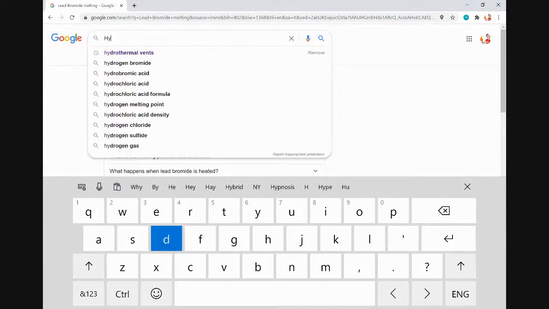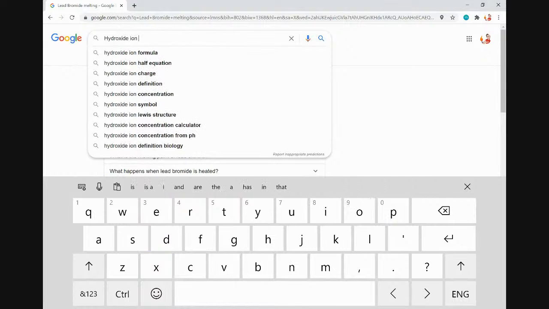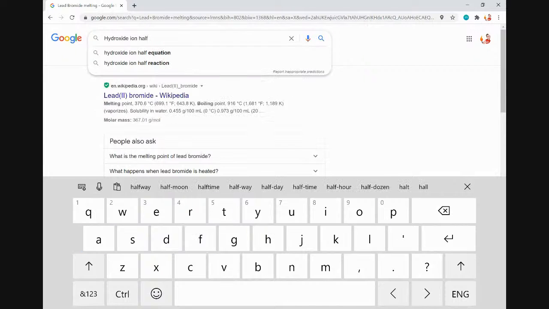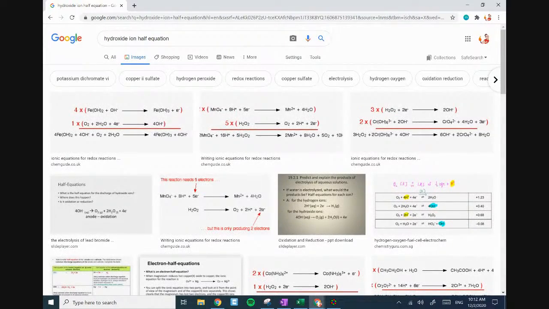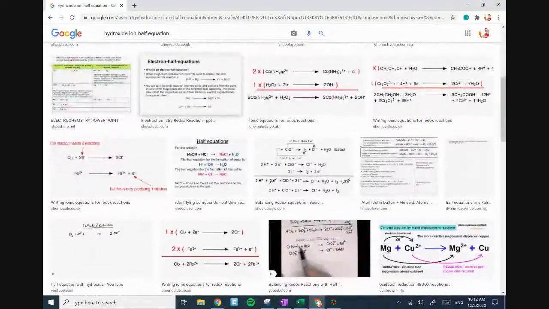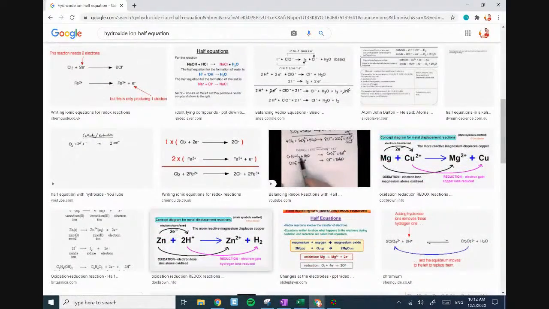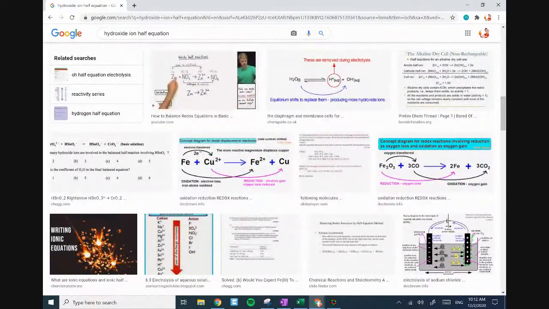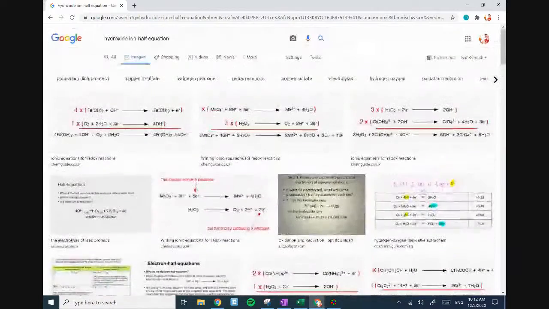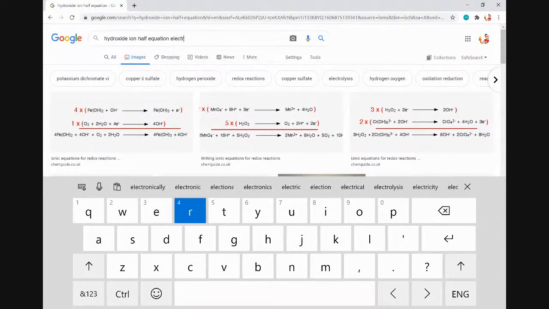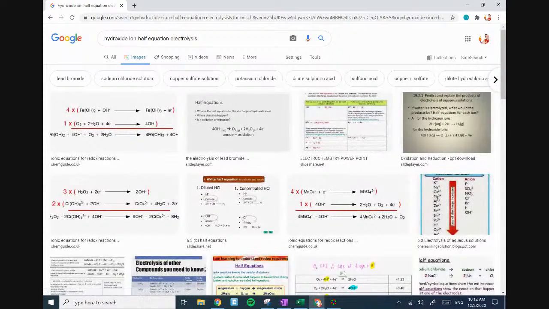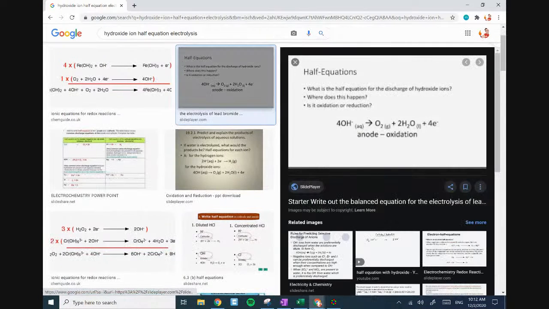So hydroxide ion half equation. See, the problem is the whole thing is turned around onto the other side, which is a nightmare. I need to do electrolysis probably. It's going to become turned around. Hydroxide ion half equation electrolysis. Unfortunately, Edexcel, and you just have to kind of learn this one. There it is. Oh, becoming oxygen gas.